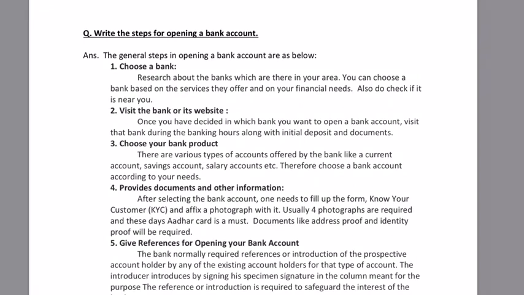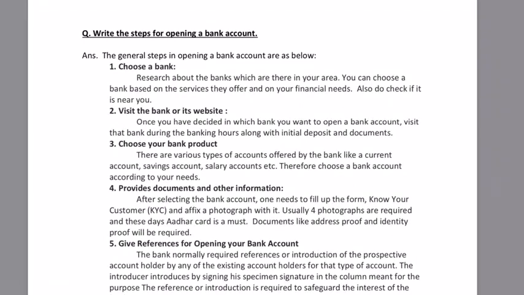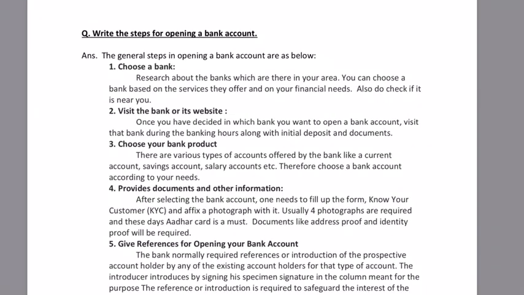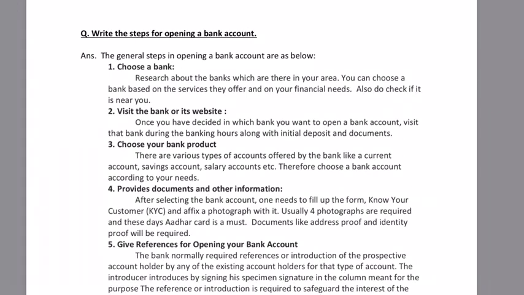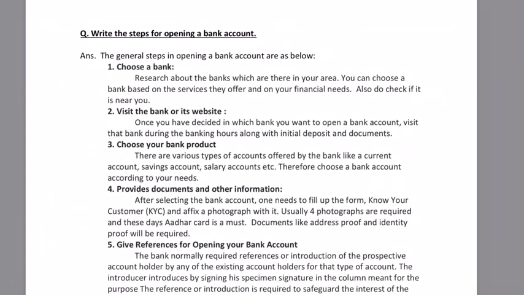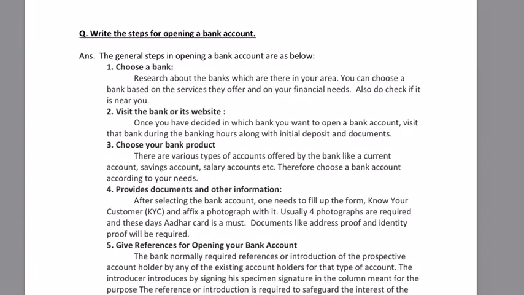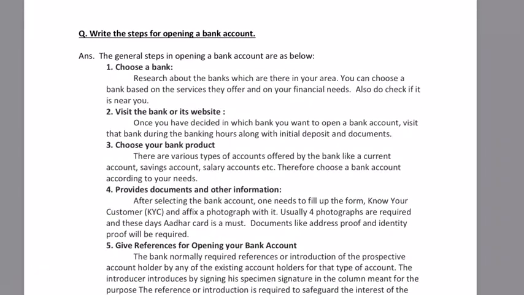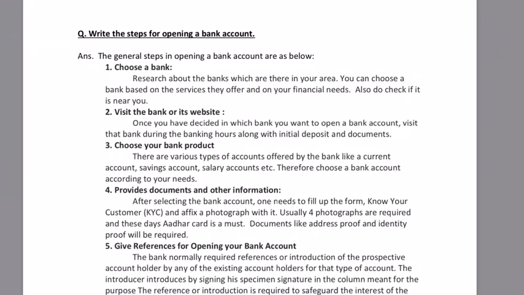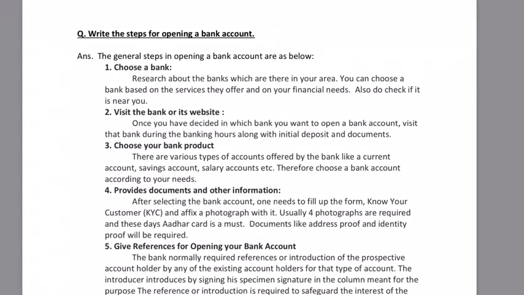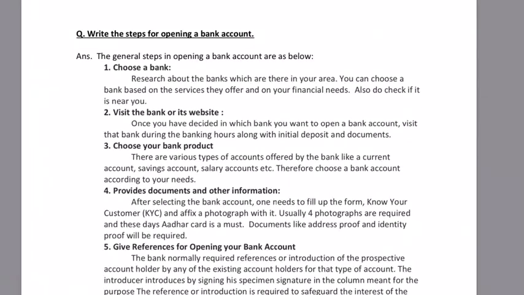So after a bank has been selected, one needs to fill up the account opening form and also the KYC form, know your customer form, along with the photograph. Usually while opening an account, an address proof, an identity proof, and generally 4 photographs are required. These days, Aadhaar has been made mandatory, so Aadhaar serves the purpose of both an address proof and an identity proof. And references might have to be given, so that's the next step.